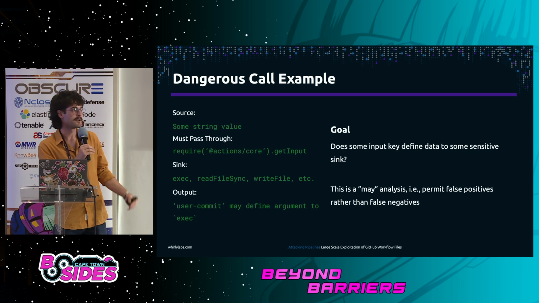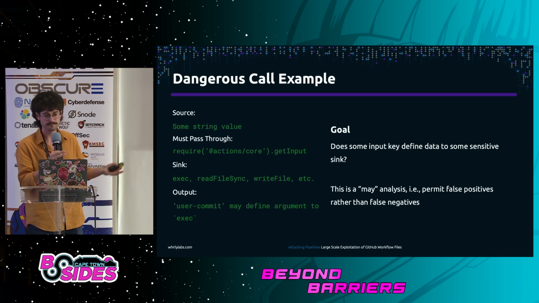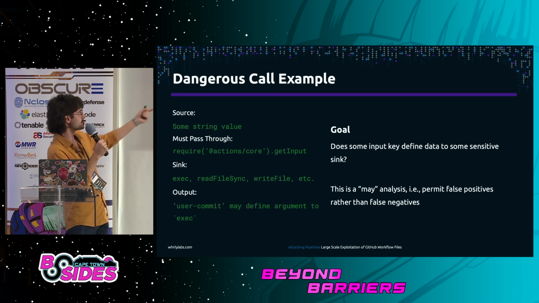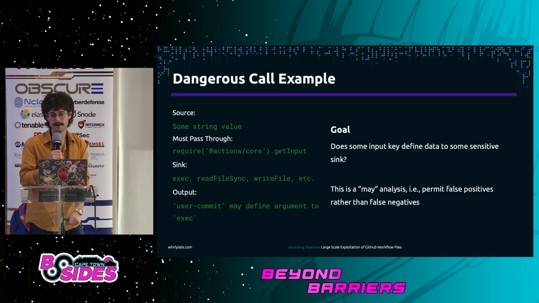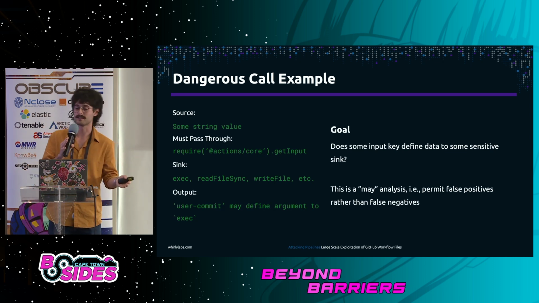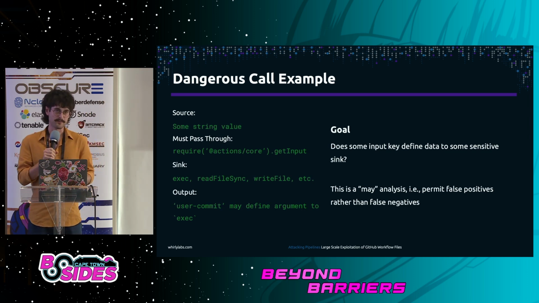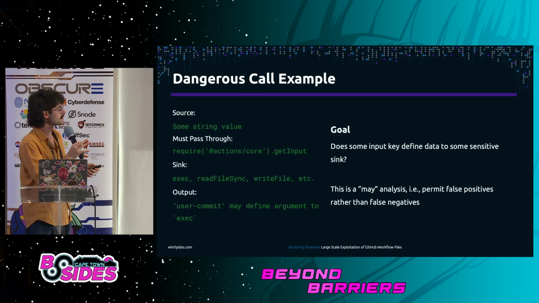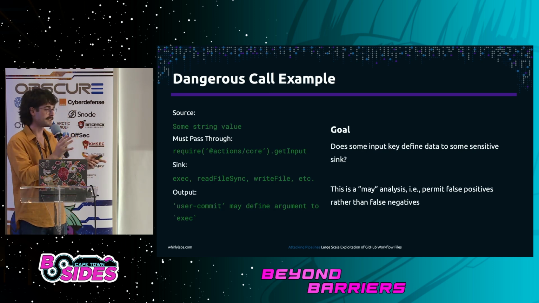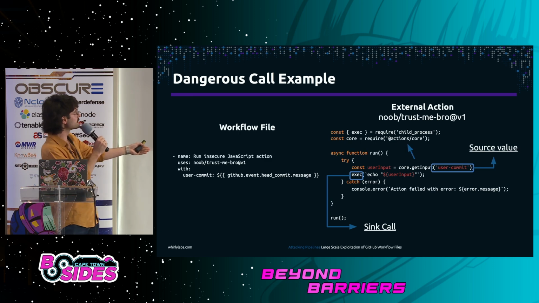And we just need to know some string value that goes through getInput. So that would define the input. And does it define the data that goes to any of those sinks? Because that's pretty bad. It's a may analysis, so data may define that sink, but we'd rather be safer. So there's a little bit of imprecision, but it is hopefully already minimized by all the validation we do on the YAML file.